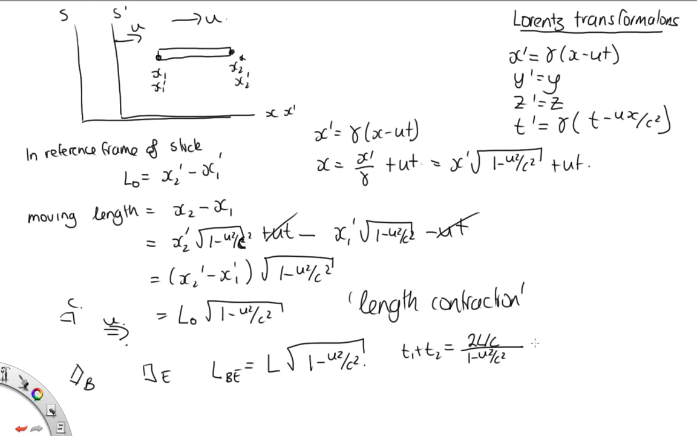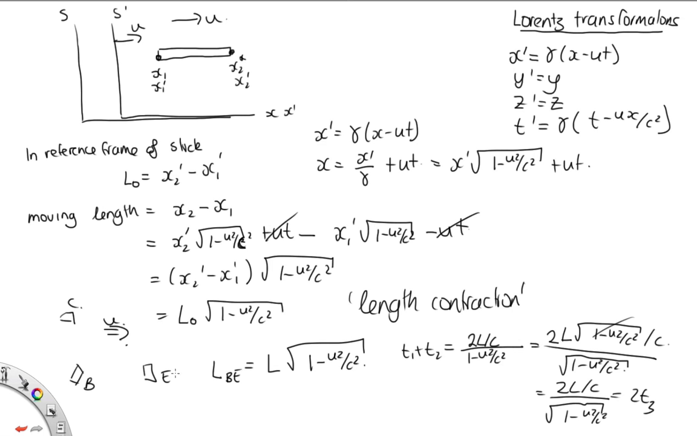So we'll have this is equal to 2L times the square root of 1 minus u squared on c squared on c over 1 minus u squared on c squared. Now you see this will cancel with this, so we'll end up with the square root down there, which is 2L on c over the square root of 1 minus u squared on c squared, which was the same time it took to go along the arm BC.